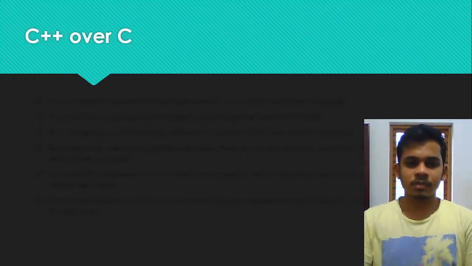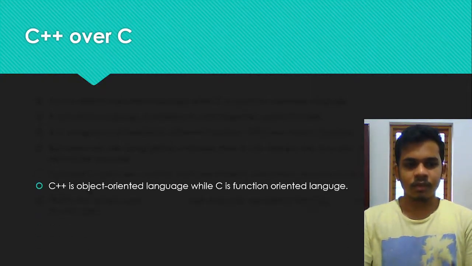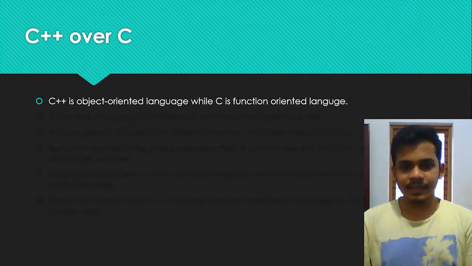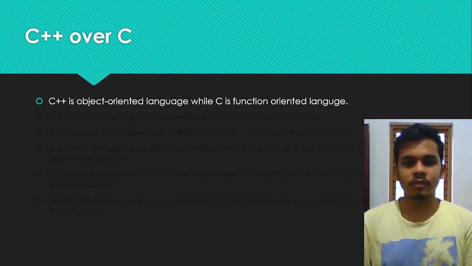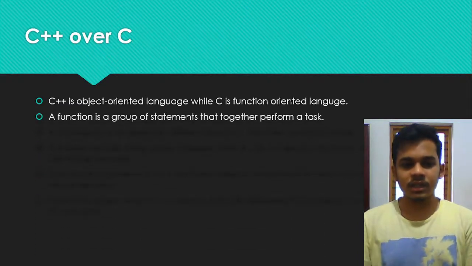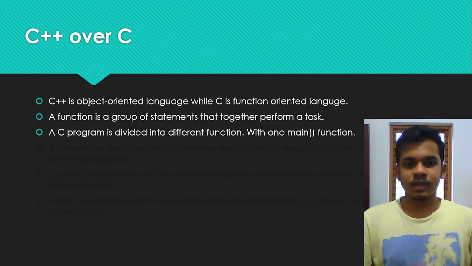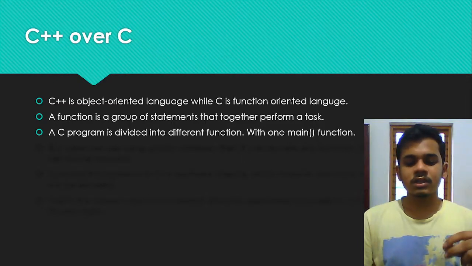So first of all, let us talk about why C++ over C. C++ is an object-oriented language, while C is a function-oriented language. You must be thinking, what is the meaning of function? A function is a group of statements that together perform a task. Now a C program is divided into different functions, like there will be a main function which is mandatory, then there will be small functions below that.